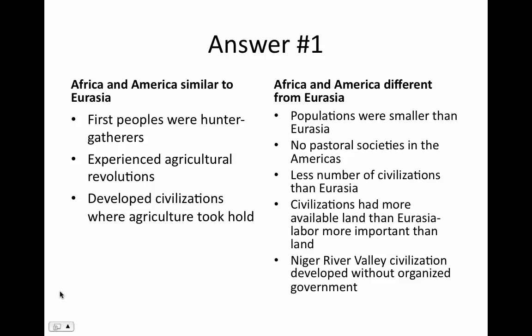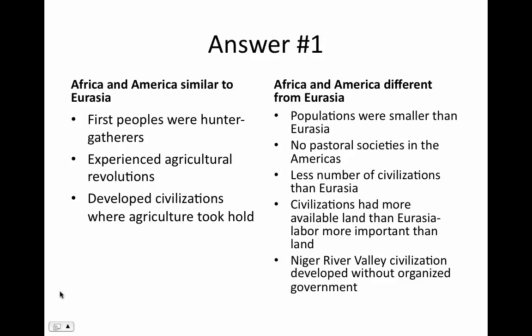You're also not going to see pastoral societies. So remember, pastoral societies are groups of nomadic people who live with at least one type of domesticated animal, and they move around a lot so that their animals can graze. The reason you don't see pastoral societies, especially in America, is the Americas only had one animal that could be domesticated, and that was the llama in Peru. So in North America, there were really no large animals that could be domesticated, so there's no need for a pastoral society.